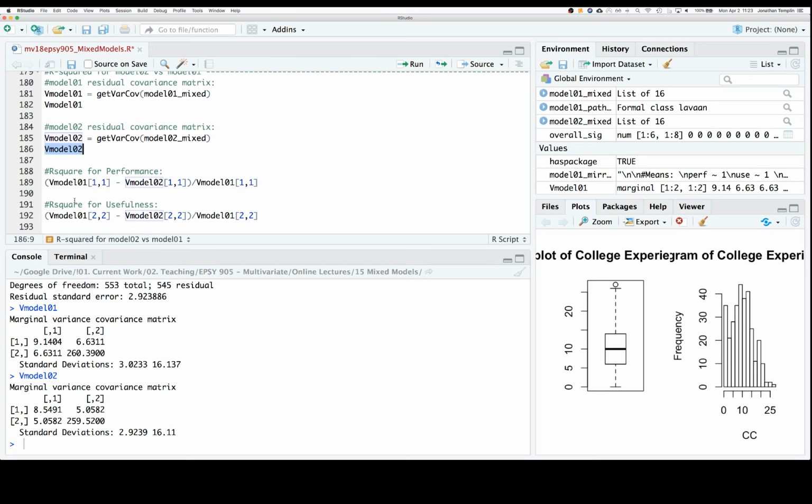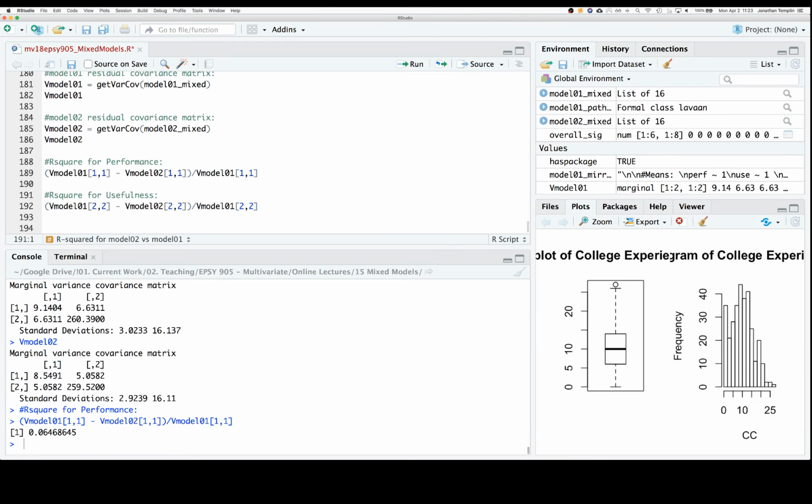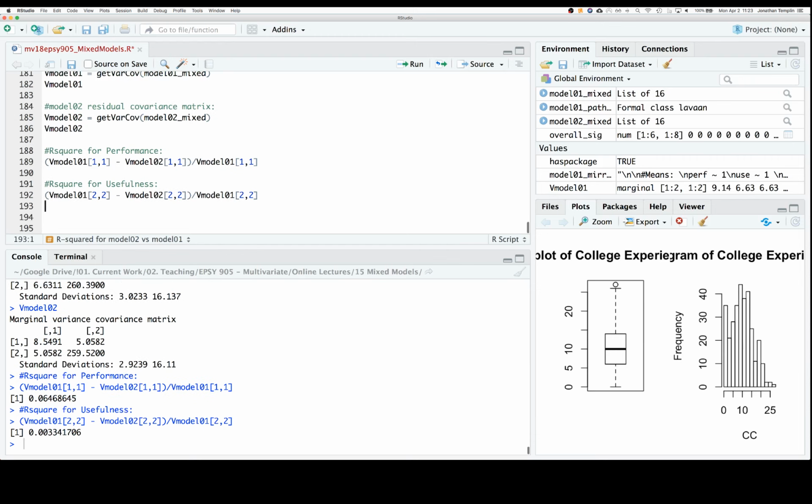And so we're going to form R squared by taking a look at this difference right here of these diagonals. So this is the value of the residual variance of usefulness once we predict it with our variables, and this is what it was previously. So we take the difference between previous and current divided by the previous total. We can see that the R squared happens to be 0.06 for performance. Similarly, we do the same thing for usefulness and see that R squared is even more minuscule. So that is how we figure that out as well.